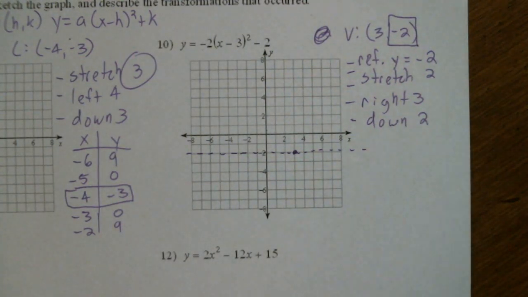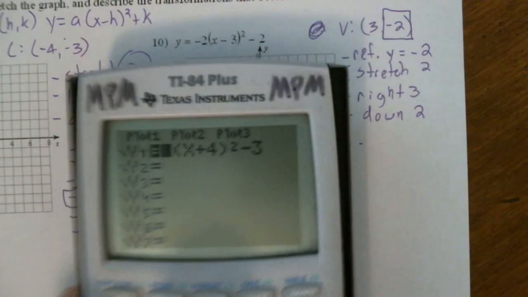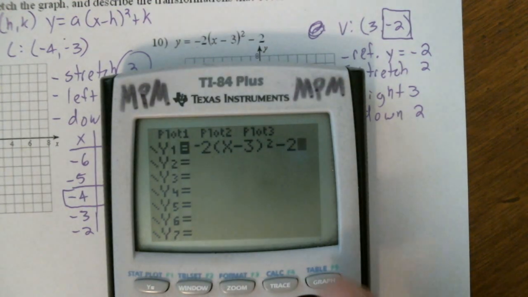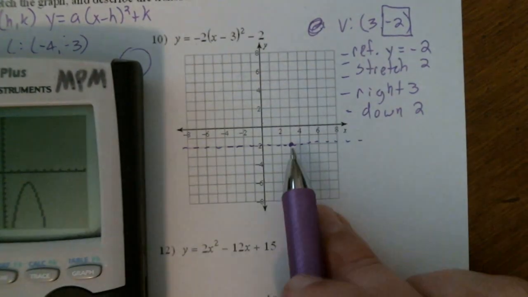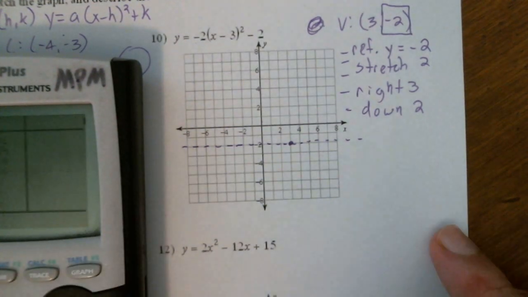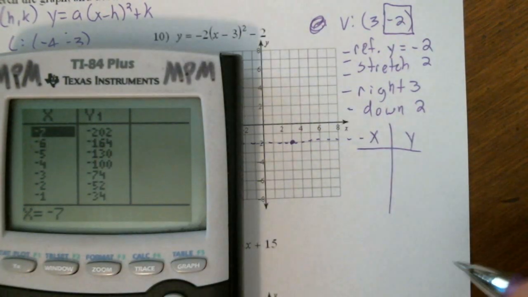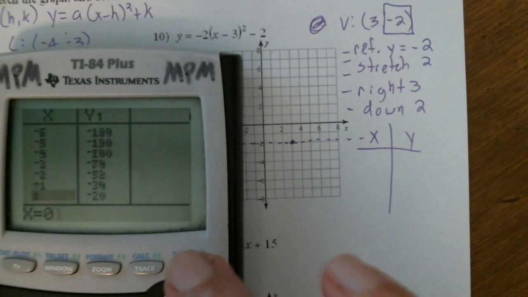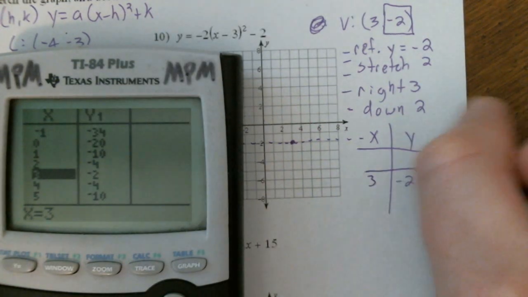Now let's go ahead and grab our points here. Let's go to y equals, let's type in our equation: -2 times the quantity x minus 3, squared, minus 2. And let's graph it just to make sure my vertex is in the right spot. There we go, vertex in the right spot. Second table, and let's grab some values here. Let's scroll to the vertex. Oops, wrong way. There we go, 3, -2. It's right in the middle.